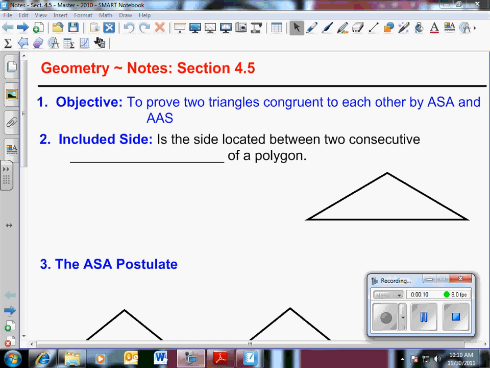Okay, section 5. Proving two triangles congruent by ASA and AAS. Two concepts. First of all, know this definition. What is an included side? An included side is the side located between two consecutive blank of a polygon. What do you think? Side?